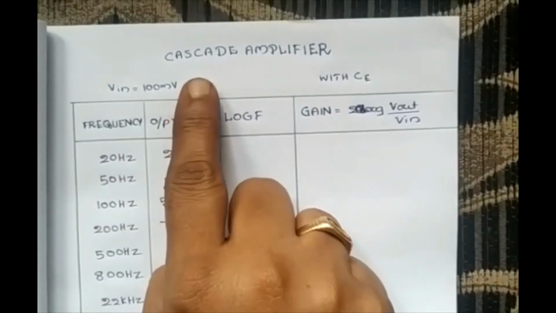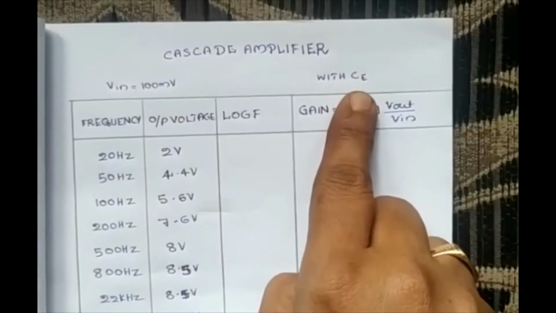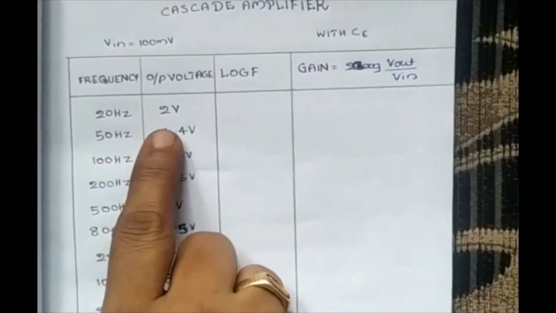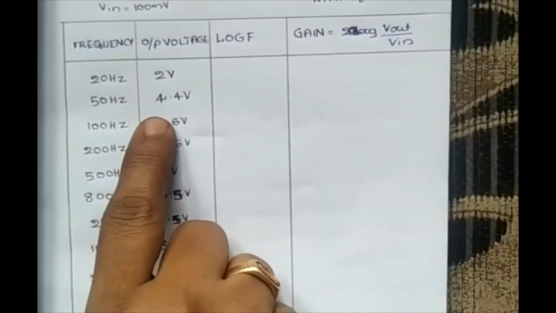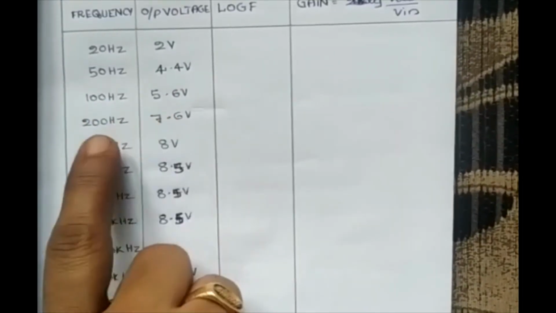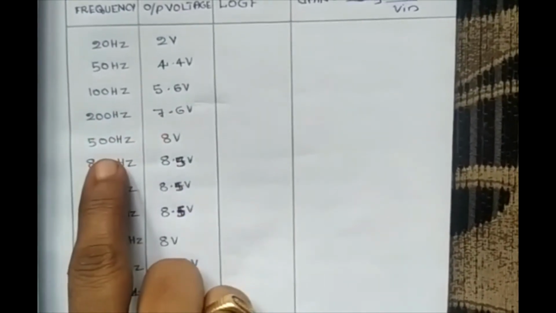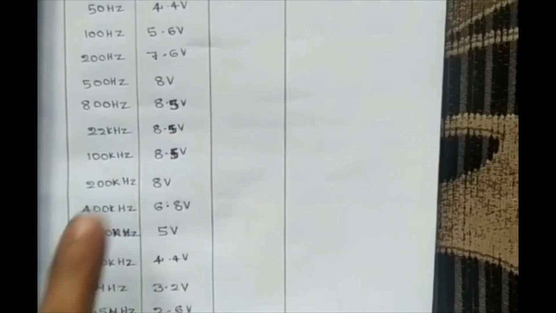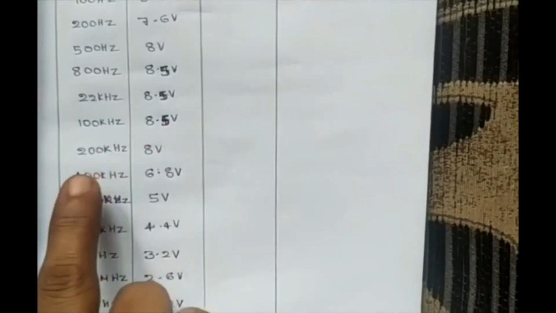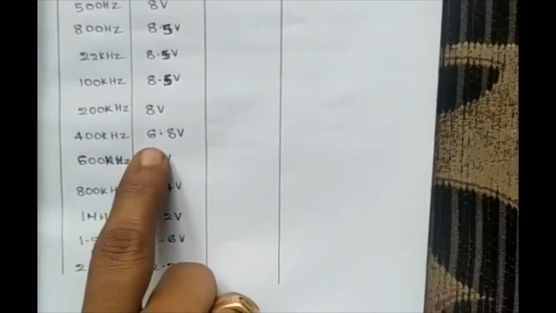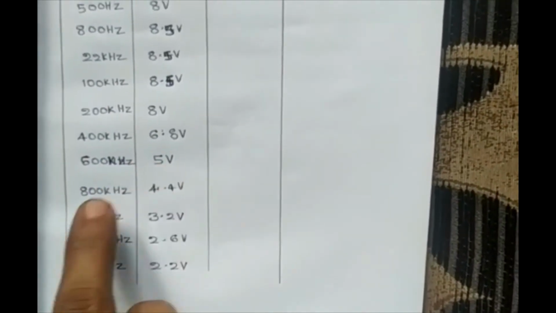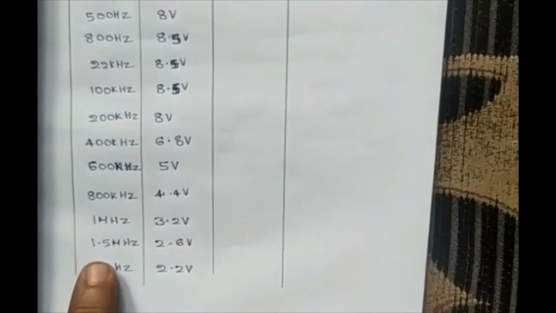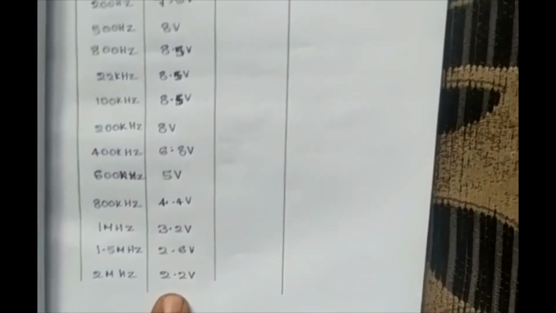This is the observed reading of Cascade Amplifier with CE. CE is bypass capacitor. When CE is connected, output is very high. At 20 Hz, output voltage is equal to 2 volt, 50 Hz 4.4 volt, 100 Hz 5.6 volt, 200 Hz 7.6 volt, 500 Hz 8 volt, 800 Hz 8.5, up to 100 kHz 8.5, 200 kHz 8 volt, 400 kHz 6.8, 600 kHz 5 volt, 800 kHz 4.4, 1 MHz 3.2, 1.5 MHz 2.6, 2 MHz 2.2.